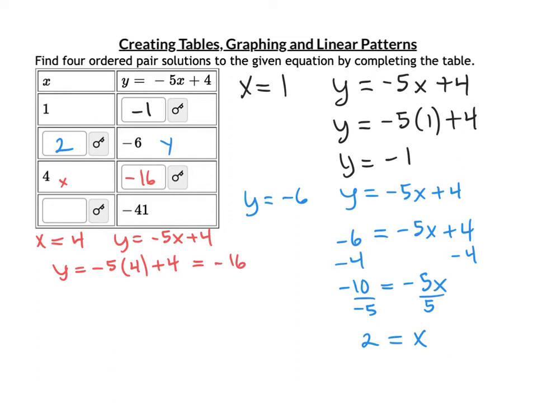And for the last one, we have a y of negative 41. So our equation, y equal negative 5x plus 4, becomes negative 41 equals negative 5x plus 4. So we'll take a 4 off each side. That's negative 45 equals negative 5x. And divide by negative 5, and we can see that x is 9.